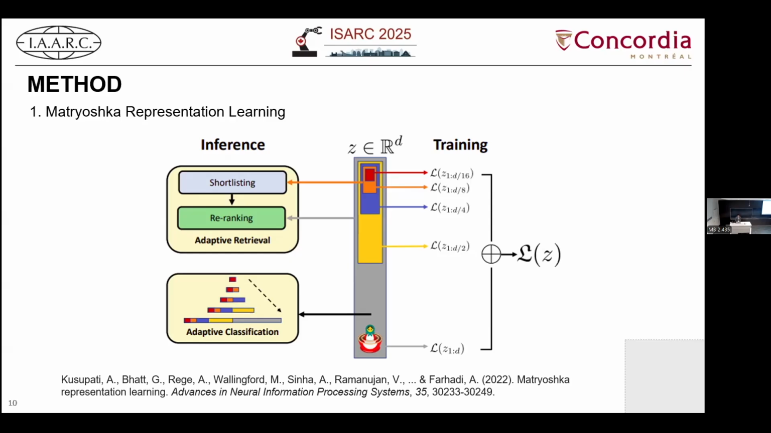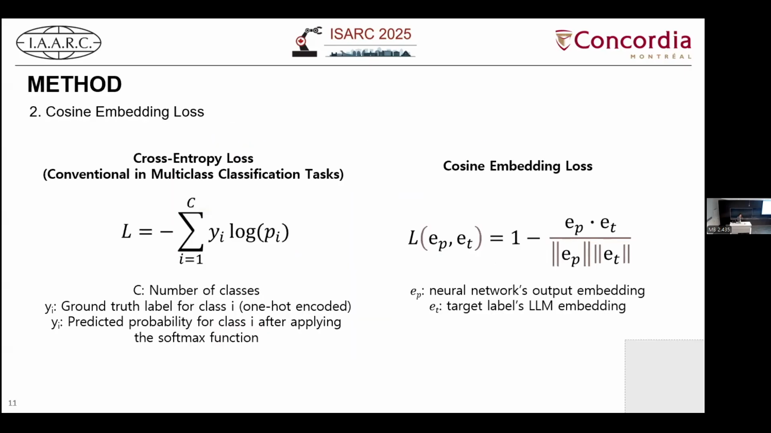That's how it works, conceptually at least, but you can look into the details. Then we use cosine embedding loss. In a conventional multi-class classification task, we would use cross entropy loss, which decides whether the classified class matches what's in the training data set. But instead, we used cosine embedding loss.